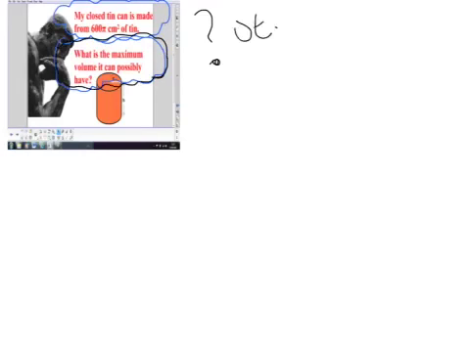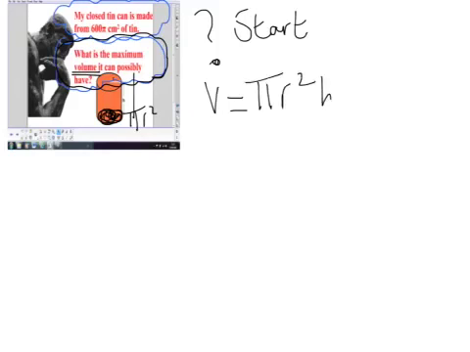So we start building up an equation with the thing that I think is the question. I'm asking for the maximum volume, so I'm going to ignore everything else and start to create an equation for the volume of this cylinder. The volume of a cylinder is just a prism, so it's the area of the cross-section, which is pi r squared, times the height of the shape, which is h. So the volume is pi r squared h.